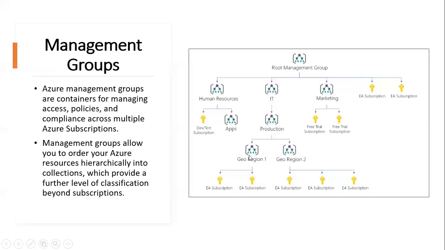Production, their geographical one and geographical second, right? Again, at the geo level, they have different subscriptions given at the resource level, correct? Yes or no? So in this way, in the organization, it is working.